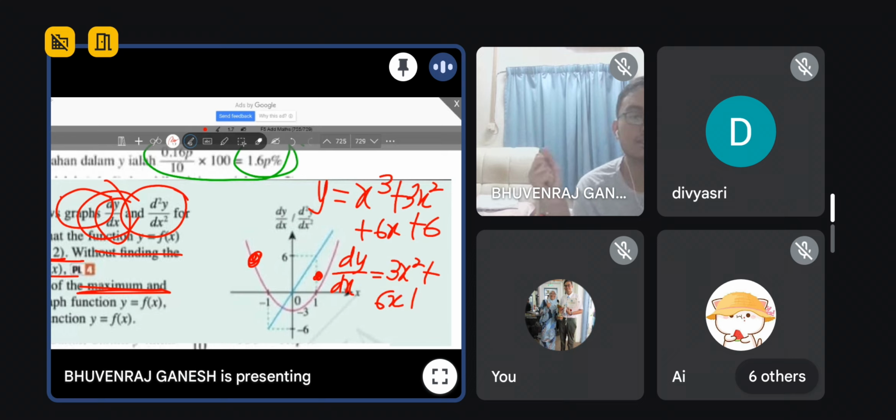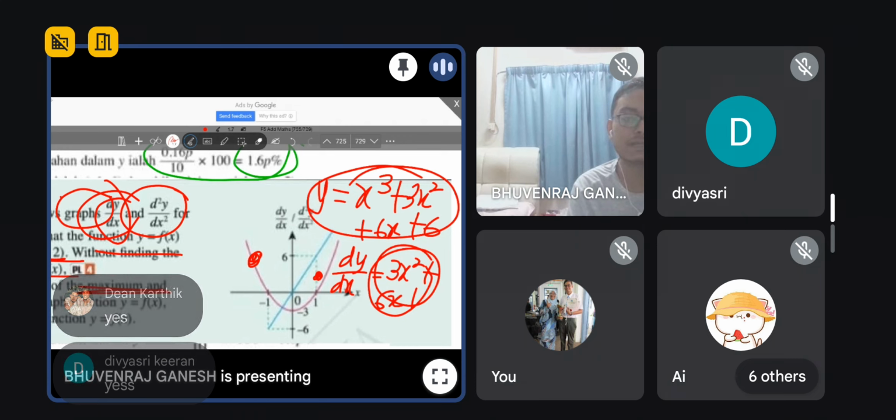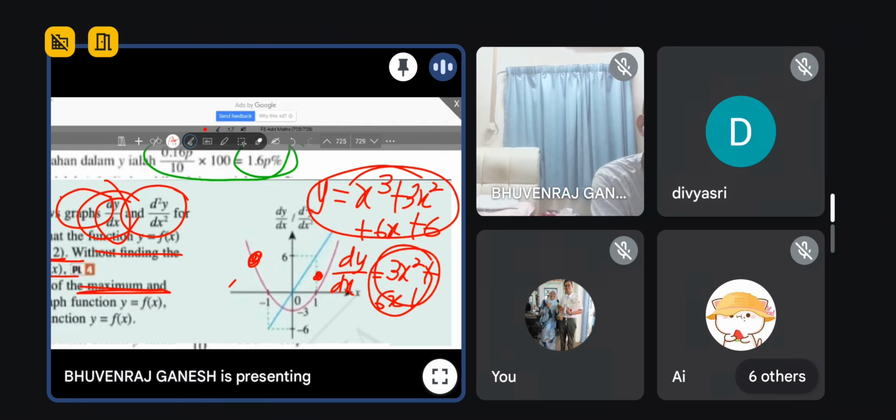And based on our knowledge, if dy dx is a quadratic graph, the y equation should be a cubic graph. Am I right, guys? Graph cubic. So how does a cubic graph look like? Can you all think and see? A cubic graph usually will look like this. Okay, I try to draw for you a bit.